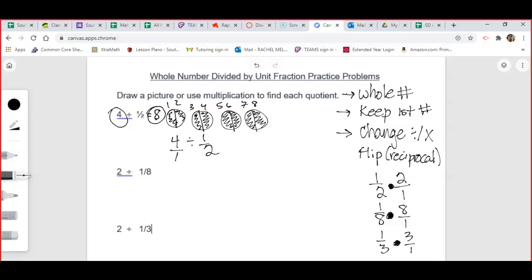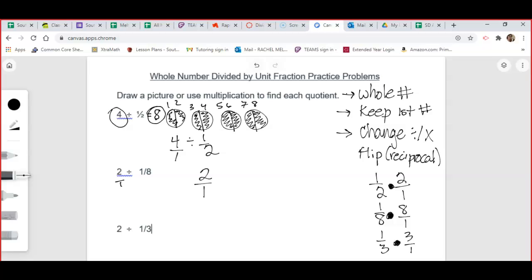Change the whole number to a fraction. All right, so I'm going to change 2 to 2 over 1. Okay. All right, Lyric, what am I going to do next? You're going to keep your first number. Keep my first number. So I'm going to write that over here. So I'm keeping my first number.